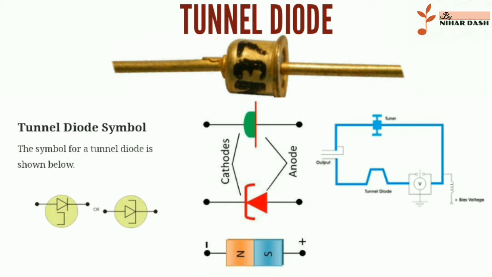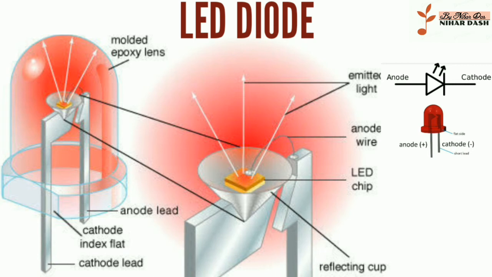Tunnel diode symbol. Light emitting diode, LED. What is it and how does it work? October 28, 2020 by ELECTRICAL40. It is a LED. What is a light emitting diode?